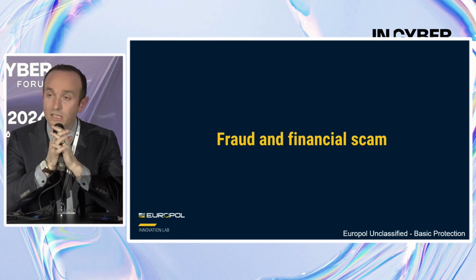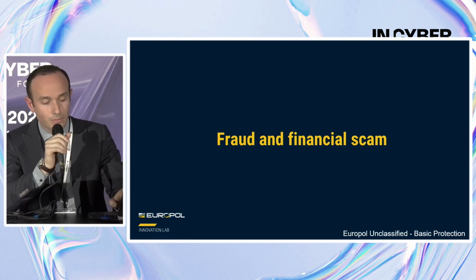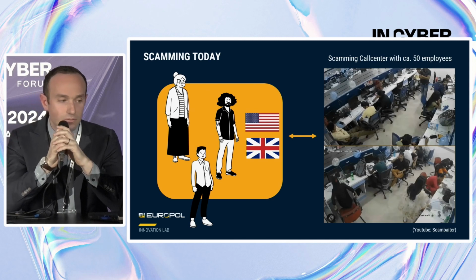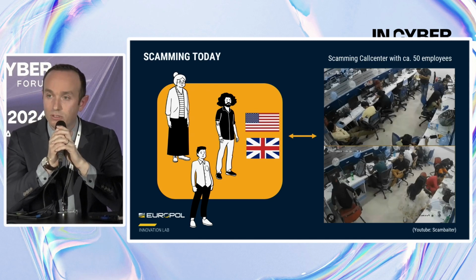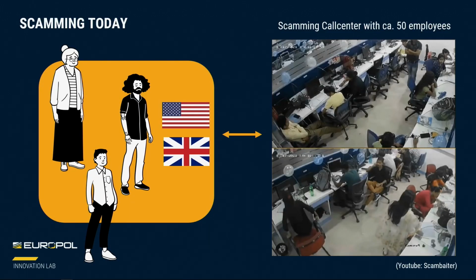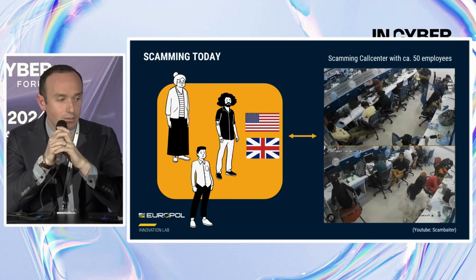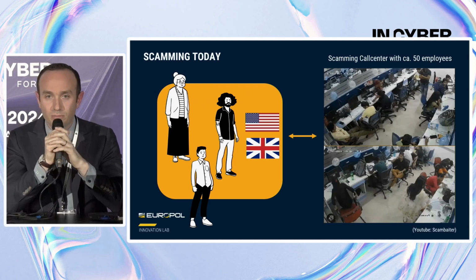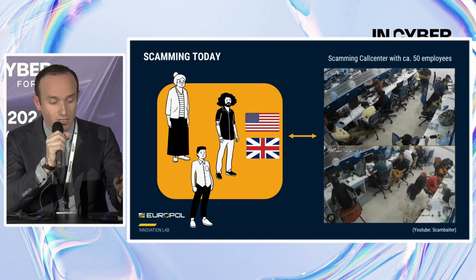Some use cases related to fraud and financial scam. This is how a scamming call center looks nowadays. You have maybe 50 employees, and they spend their day calling people, and they call you. They don't necessarily speak your language very well, so you can spot immediately that it's a bit weird. It's super easy to speak English because everyone is speaking English, but maybe in other languages it's more difficult to have this kind of call center. So this is the way it works now.